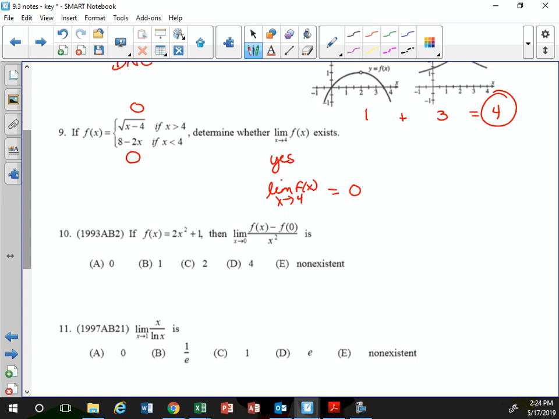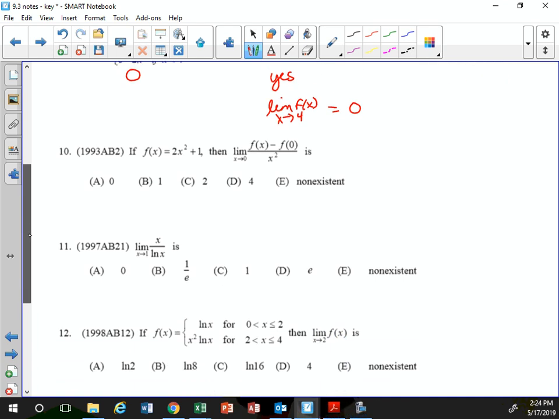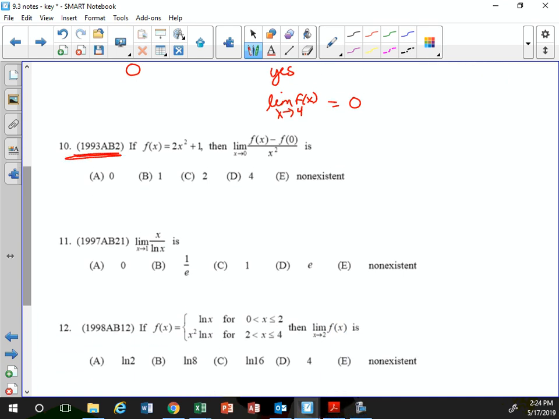All right, not a lot of work to show on these. A lot of these are you get it or you don't. I mean, there's not a lot of partial credit in this unit. So, okay, 10. These numbers over here are just talking about an old AP Calc exam. Don't be scared.